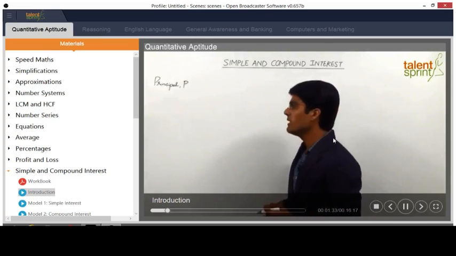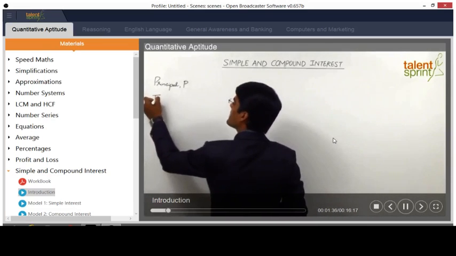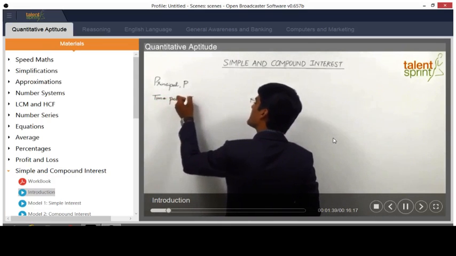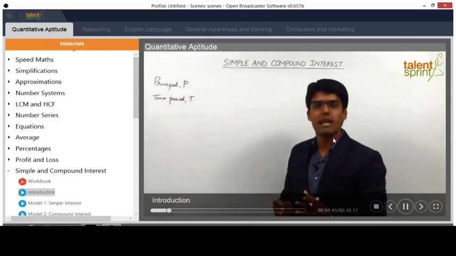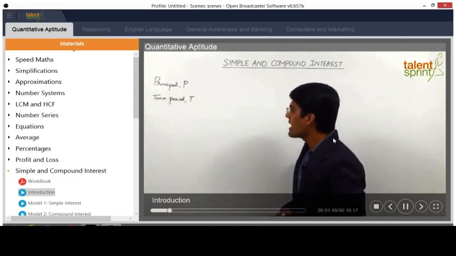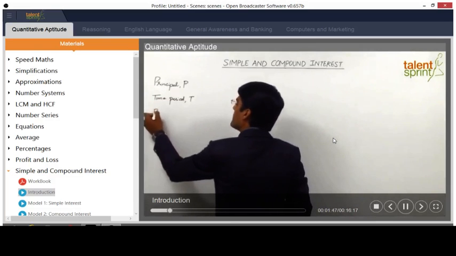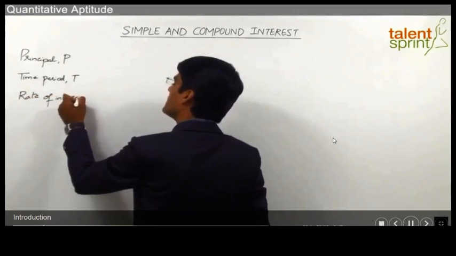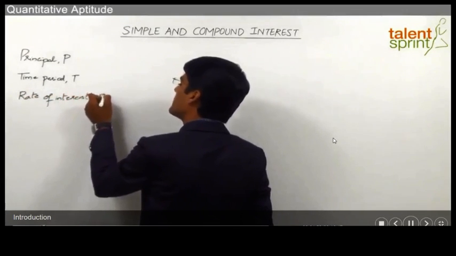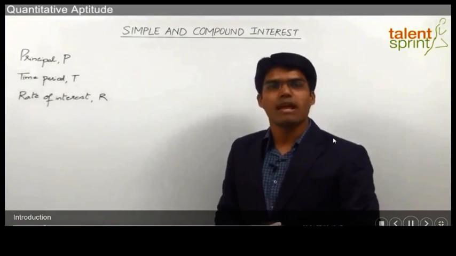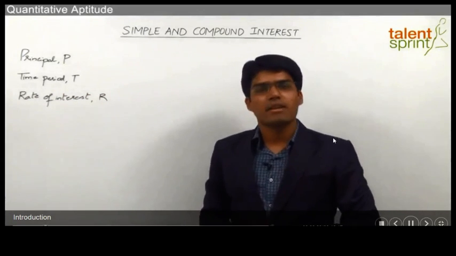The second term here is time period. There is always a pre-decided time period which is denoted as capital T. So this is the time for which the amount has been borrowed or has been lent. And the last term here is rate of interest. Rate of interest is nothing but the rate at which the amount has been borrowed. This is generally in terms of percentage per annum, and it is denoted as capital R.